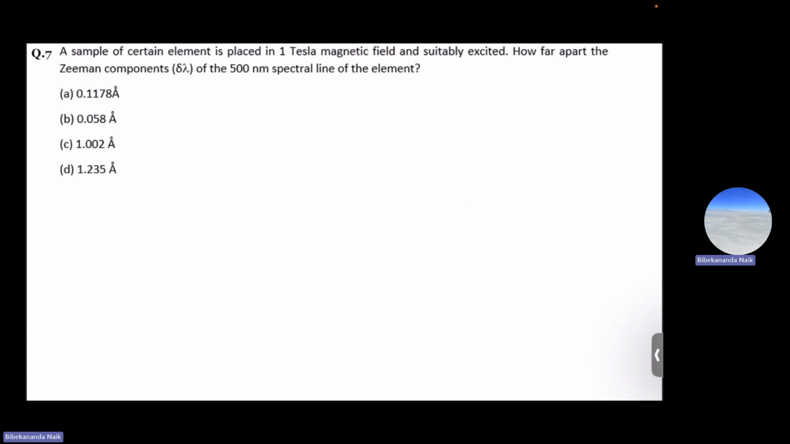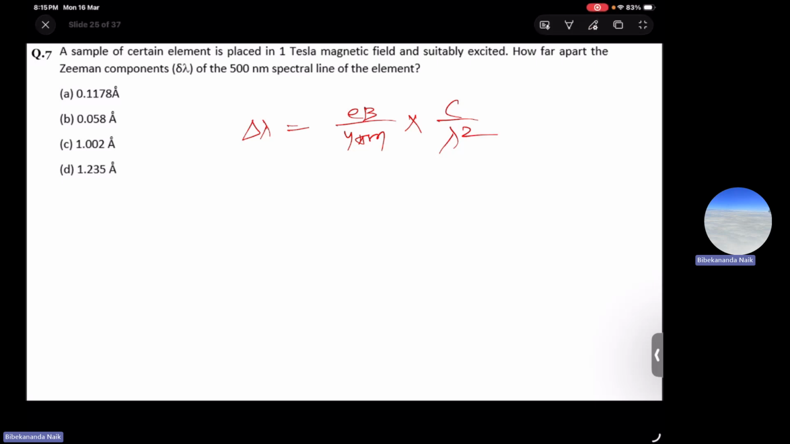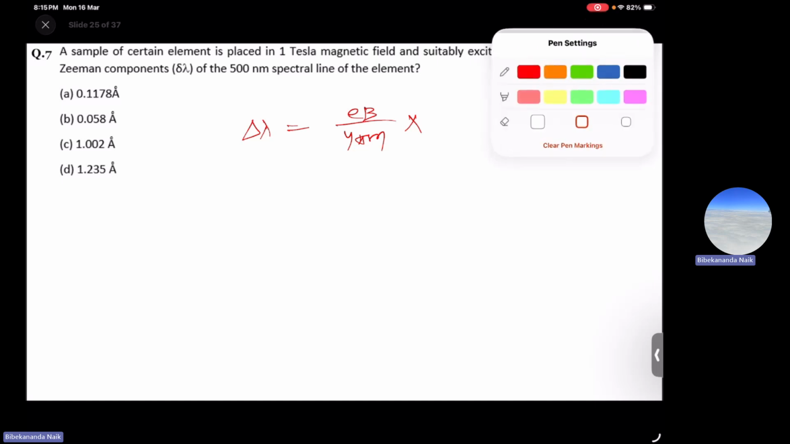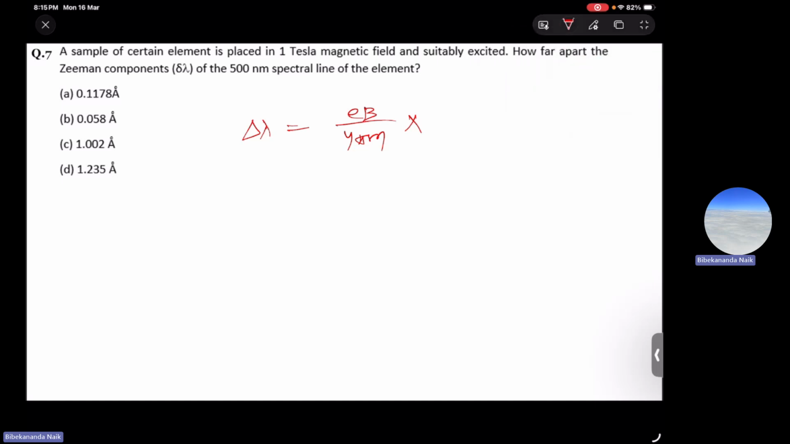So again this is pretty much similar to the question we solved just now. So what will be the correct answer? Again we will use the same formula. Delta lambda is EB by 4 pi m into C by lambda square. Sorry, I think we need to change it. It will be lambda square by C.